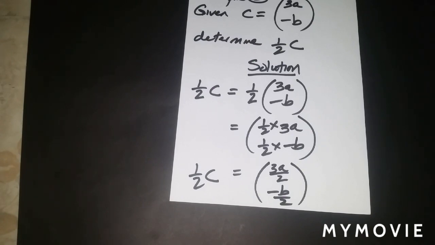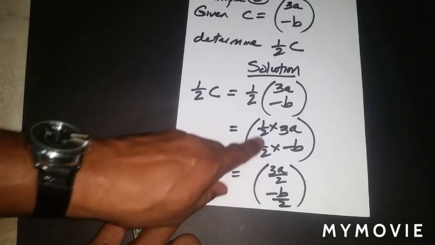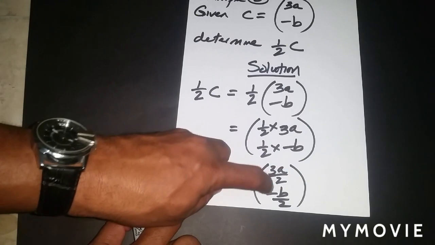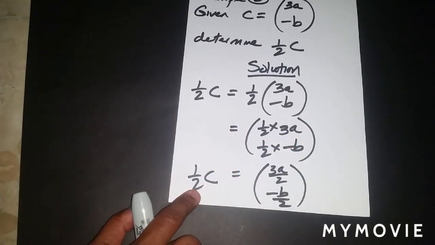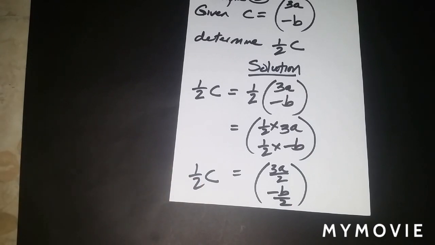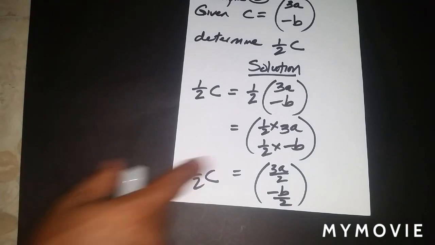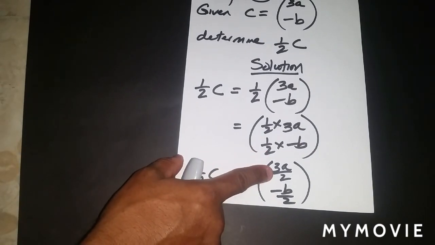For those persons who might not be seeing why a half times 3A is 3A over 2, remember that 3A is the same as 3A over 1. So when you multiply the numerators and the denominators, this would be the result.